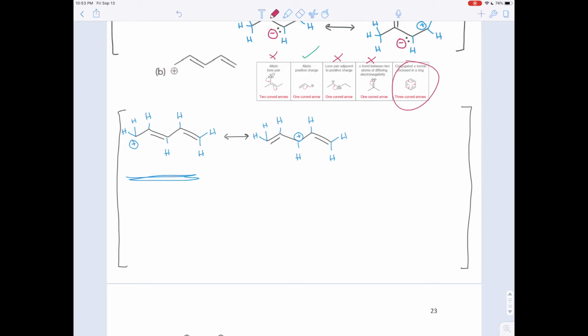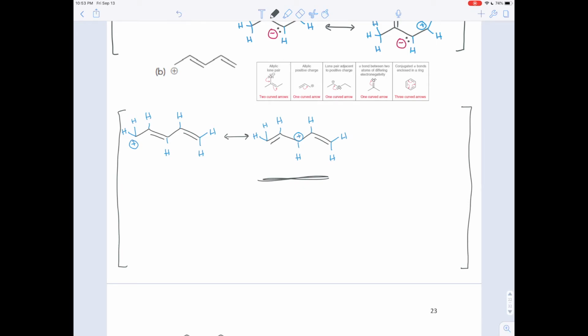How about conjugated pi bonds in a ring? That's alternating single and double bonds all the way around a ring. We don't have that because we don't even have a ring, so can't have that. So we've drawn all the possible resonance structures for that first molecule. Okay. How about now we'll go through each of the 5 patterns for the second one.